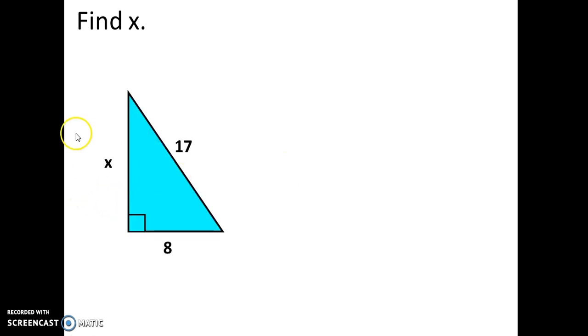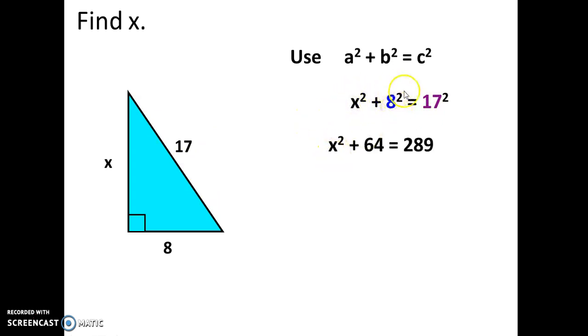Here's another one. This is a right triangle. We have the box here. Let's use Pythagorean theorem. This time we are missing a leg. We have a leg here, and we have the hypotenuse. So these have to be filled in based on what we have. 17 is put here for c squared because that's the hypotenuse. And then we have one leg, 8 squared, and we don't have the other leg. So x squared plus 64, because 8 squared is 64.